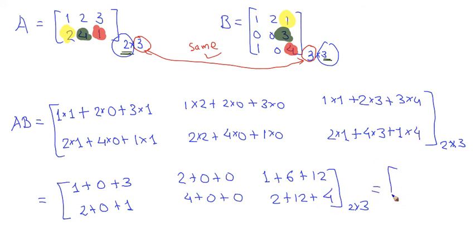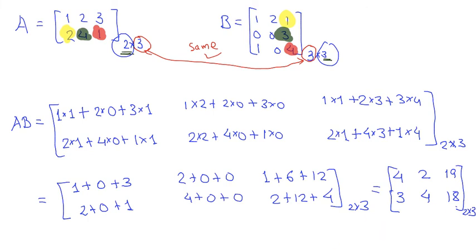Okay, so what is the final matrix? So this is 1 plus 3, so that is 4. This is 2 plus 0 plus 0, so 2. This is 6 plus 12, 18 and 1. So this is 19. So this is the first row. And now the second row, 2 plus 1, so 3. 4 plus 0 plus 0, so 4. 2 plus 12, 14, 14 and 4, 18. So this is the matrix AB.